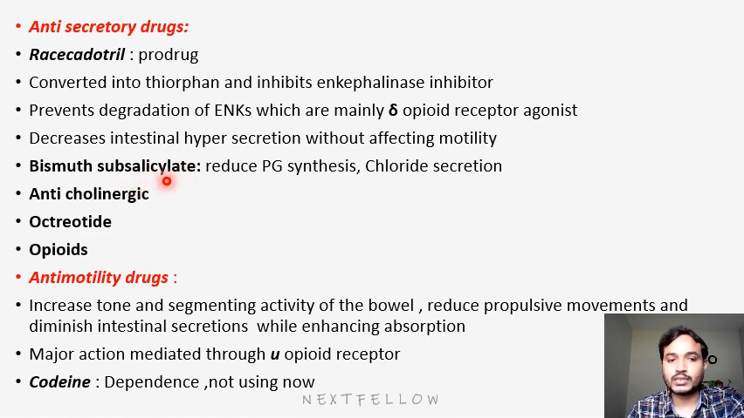Bismuth subsalicylate will reduce prostaglandin synthesis and chloride secretion. That is how it shows anti-secretory activity. Next, anticholinergic drugs. Obviously anticholinergic drugs will decrease acetylcholine level in the gut. So when acetylcholine is reduced, there will be no release of more fluids into the intestine, so it will have anti-secretory property. Next, octreotide, it will have anti-secretory action. Next, opiates. This also shows anti-secretory drug property.